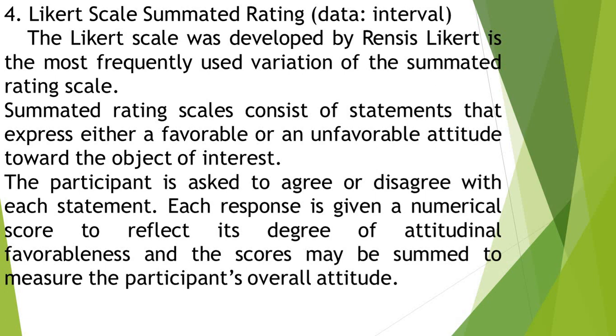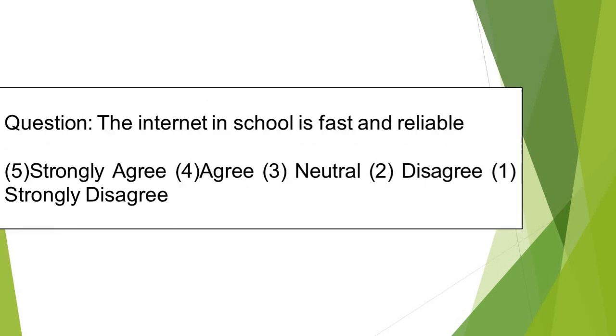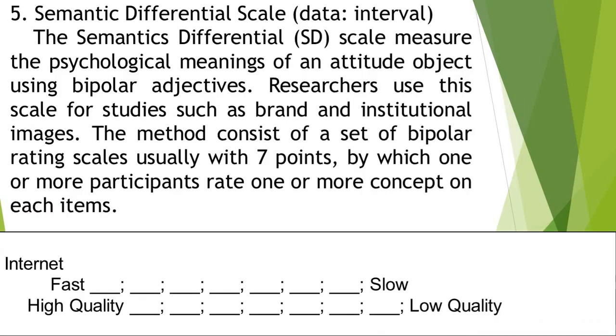Each response is given a numerical score to reflect its degree of attitudinal favorableness, and the scores may be summed to measure the participant's overall attitude. So for example, the internet in school is fast and reliable. Do you strongly agree, agree, neutral, disagree, or strongly disagree? So this is a 5-point Likert scale.